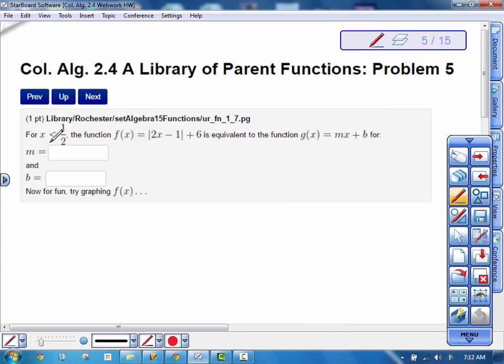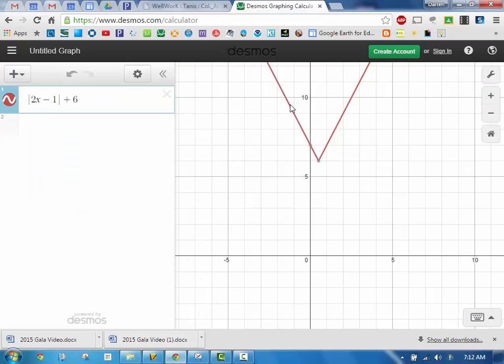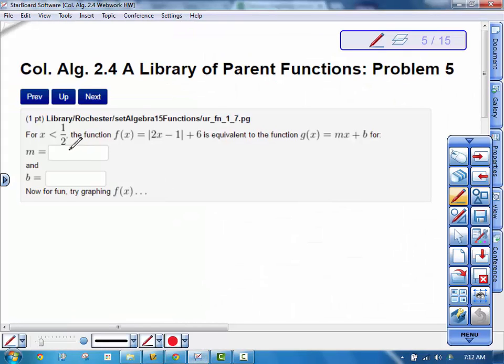Okay, the next problem's pretty easy. It gives us this absolute value function, and it says that it wants to know if x is less than 1/2, which function is this equivalent to as far as a line. So if you just graph it, you can see that it's asking for this over here. It's asking for what line is this basically right there if it kept going. And that line has a y-intercept of 7 and a slope of down 2 over 1. So a slope of -2 and a y-intercept of 7.